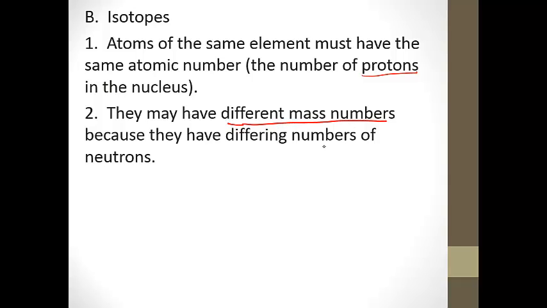These are things that I'm highlighting should be things that you need to remember for the test. So the protons are the same, mass numbers are different, and they also have different numbers of neutrons because mass is protons plus neutrons. So if the mass is different, the neutrons need to be different as well.